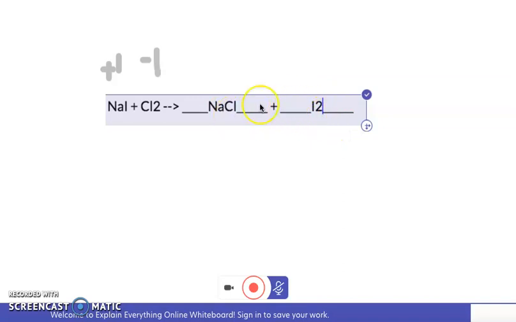And those would be my products of this single replacement reaction, which again is a single replacement reaction because I have a single element replacing another one that's in a compound. So hopefully this helped for single replacement.